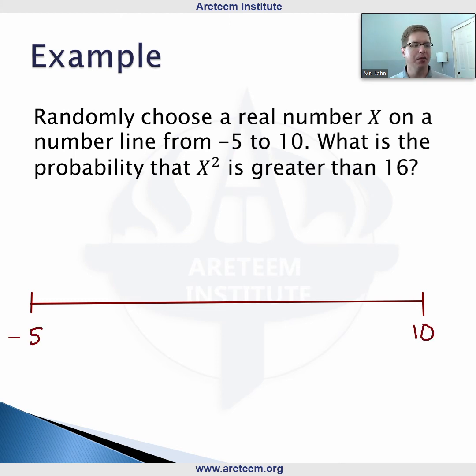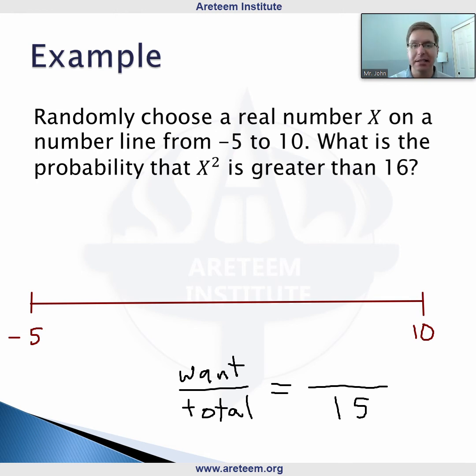Right off the bat, we can start writing down our probability: want divided by total. We're picking this on a number line, and we're picking real numbers. Just to make this clear, this means you could pick the number 0, you could pick the number 2.6, you could pick the number pi, anything on there. It doesn't have to be an integer, it doesn't even have to be a fraction. Any number on this number line between -5 and 10.